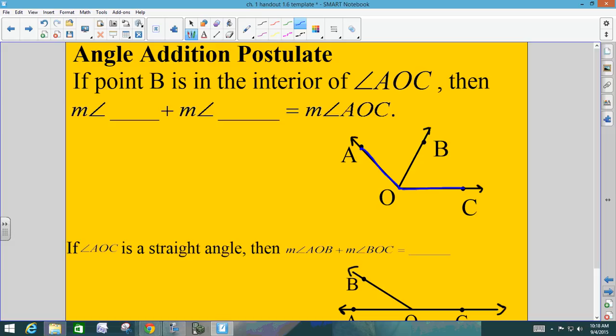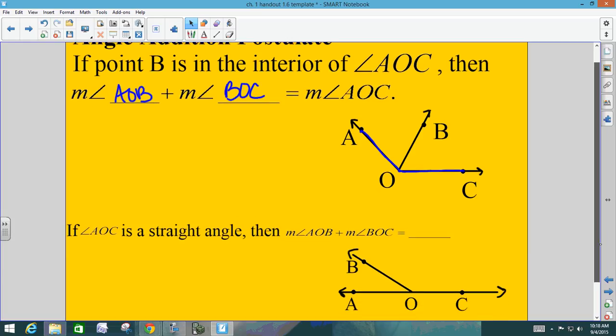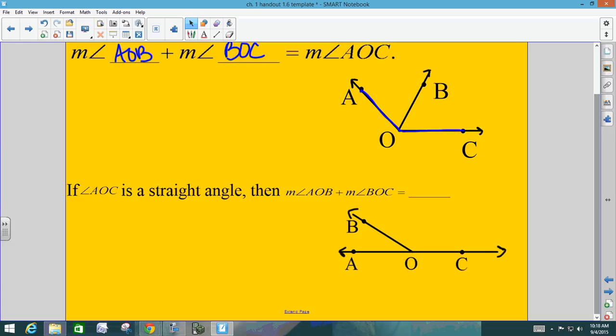Okay, so angle AOB would be all of this angle. B is in the interior of it. See how it lays inside of it? Okay, if that happens, then it's true to say that the measure of angle AOB plus the measure of angle BOC equals the measure of angle AOC. Makes sense, right? The left side plus the right side would give me that huge angle AOC. So it's something you probably did before, but we didn't know it was the angle addition postulate.